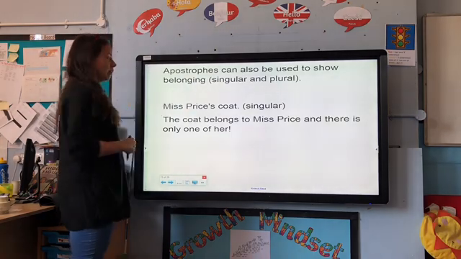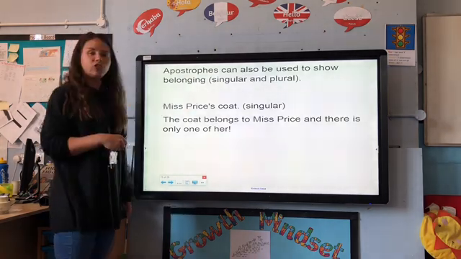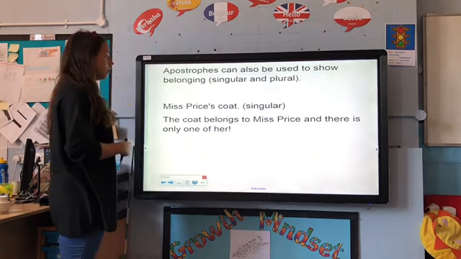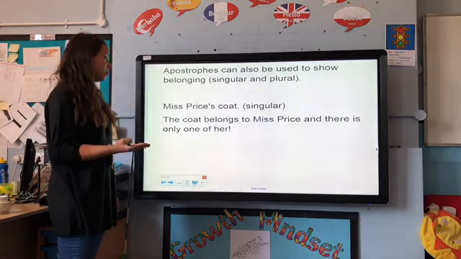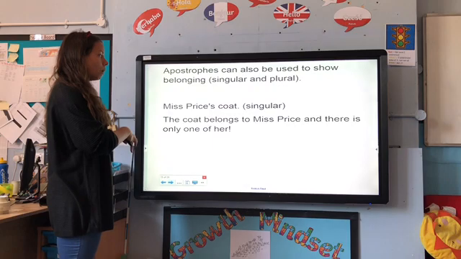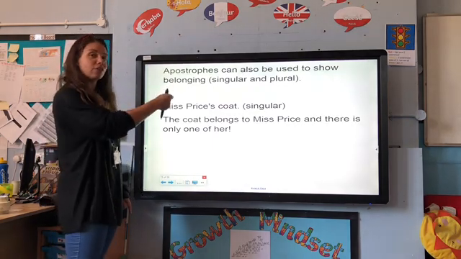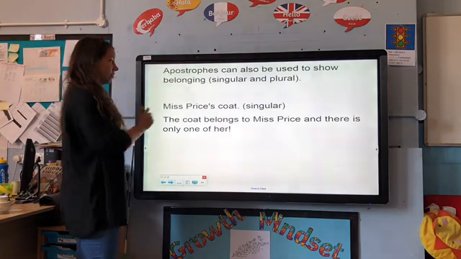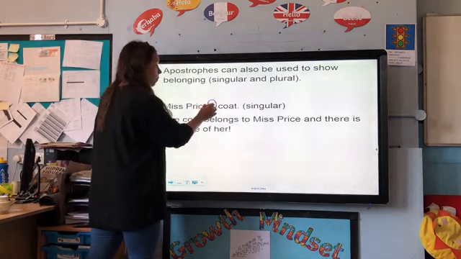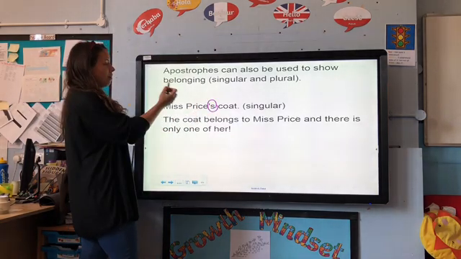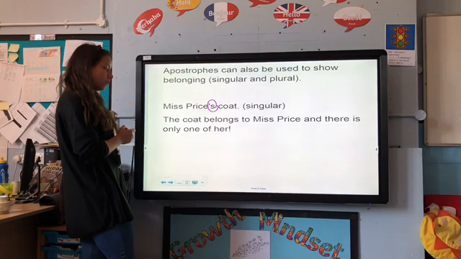So here, Miss Price's coat, this is showing singular possession, because there's only one person and the coat belongs to that one person. So if there's only one person, the apostrophe goes after the last letter in that word and before the S, like this. So you've got your apostrophe after the E, and then you've got an S after the apostrophe.